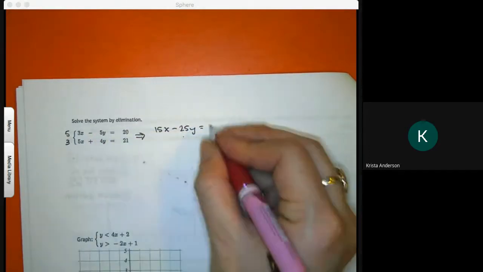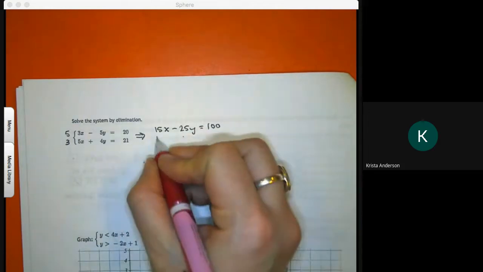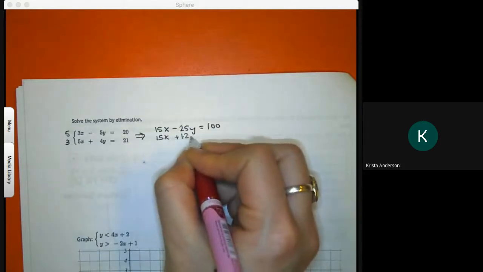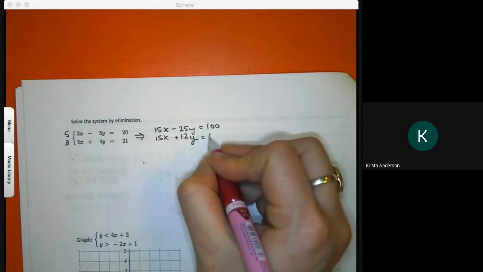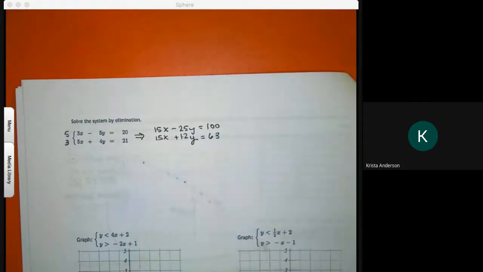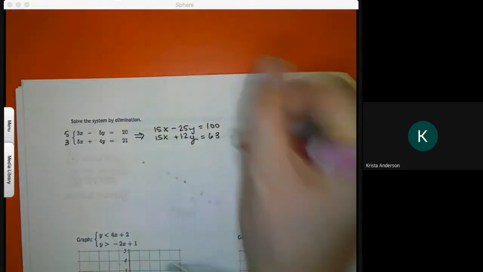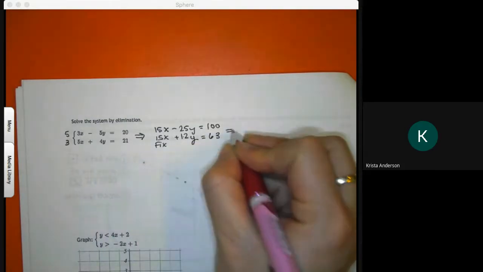5 times 20 is 100. 3 times 5 is 15. 3 times 4 is 12. 3 times 21 is 63. There is a problem. They still don't eliminate. I need to fix it so they will.